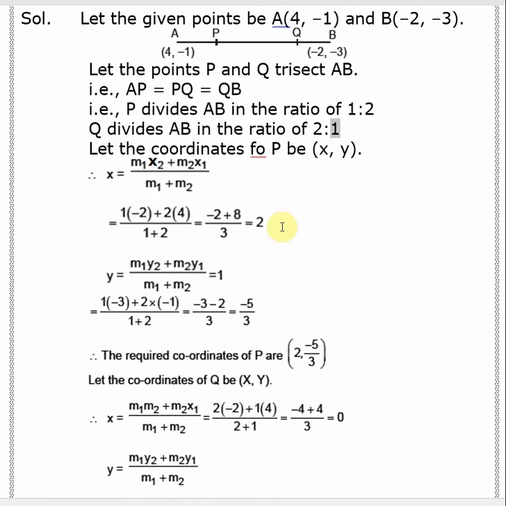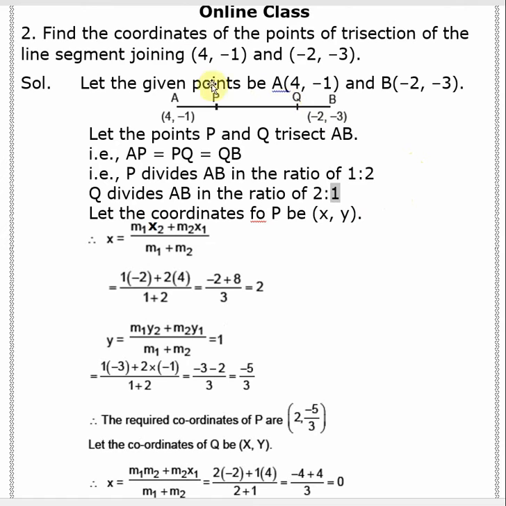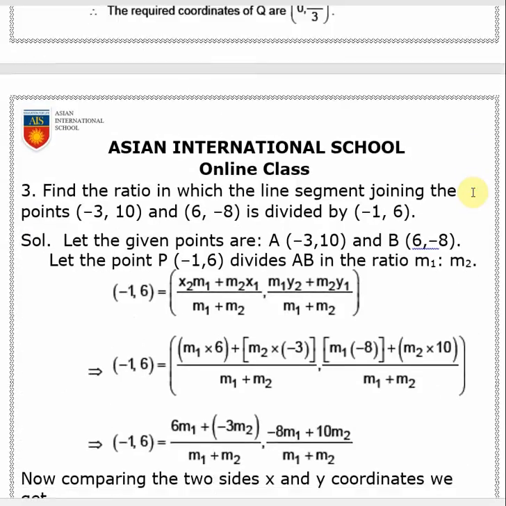So in this sum, there was no given ratio directly, but we can understand here that trisection means it is 1:2 or 2:1 ratio given.